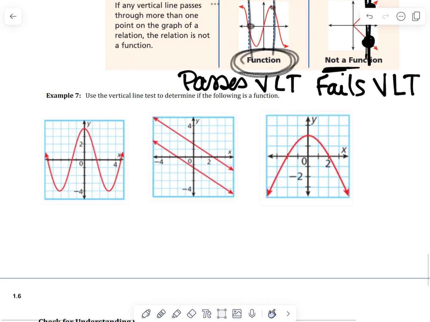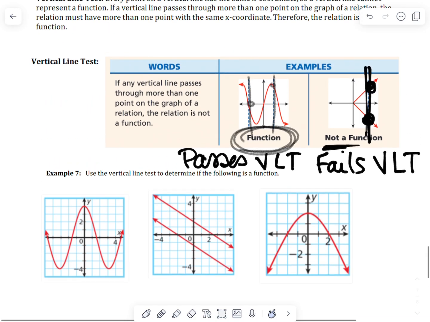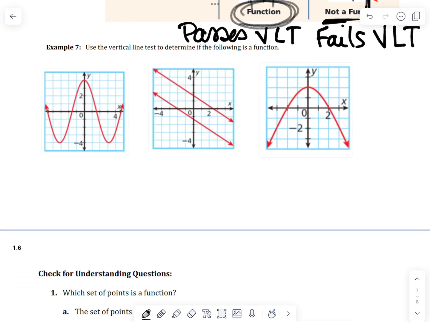Example 7 is use the vertical line test to determine if the relation is a function. So we draw imaginary vertical lines. All of those just touch once, touch once, touch once, touch once, touch once. So this one is a function.